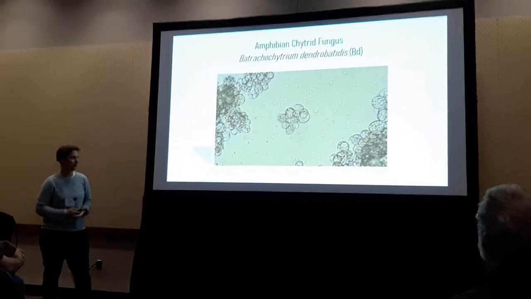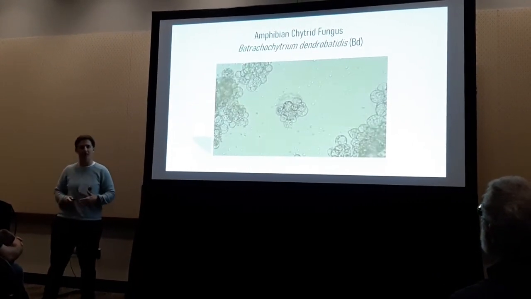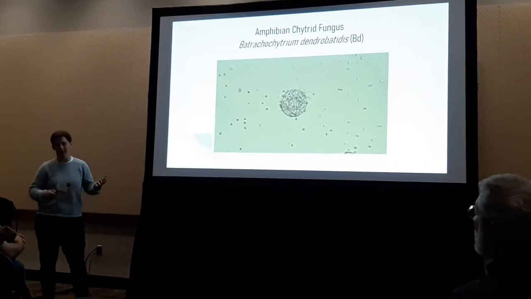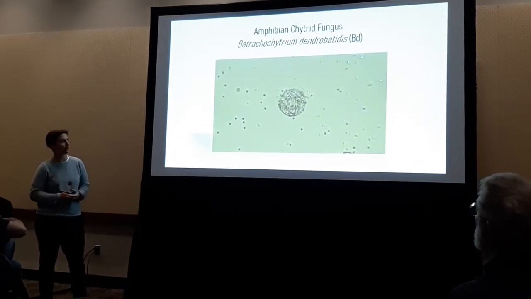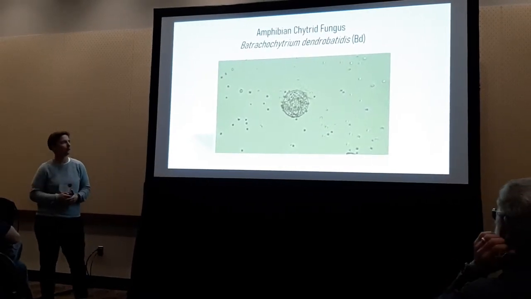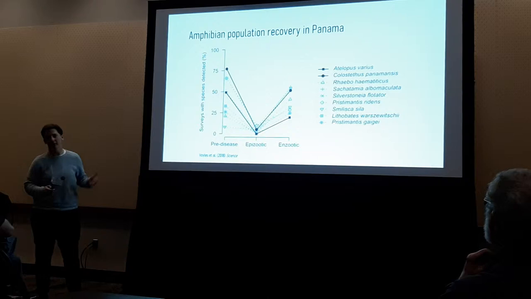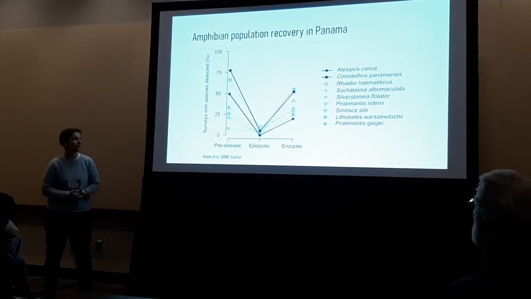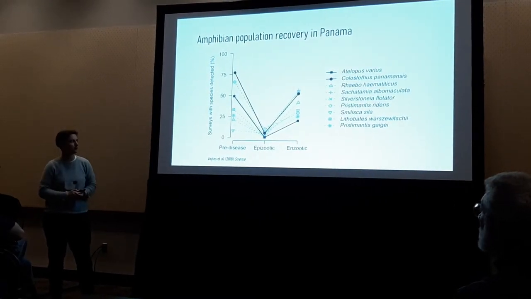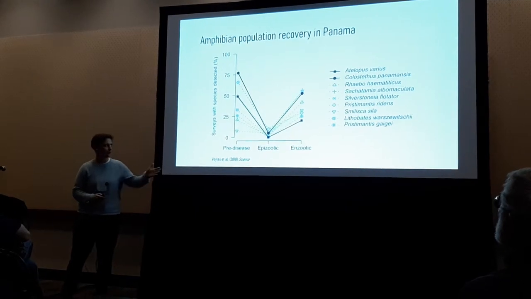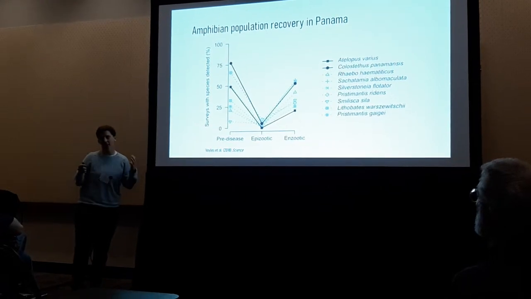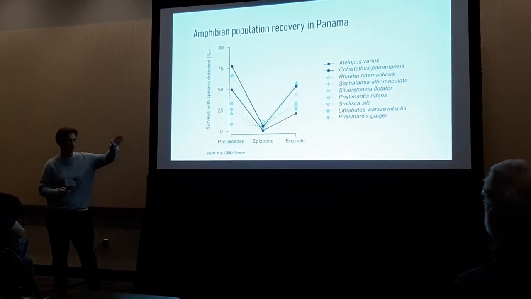So this is what BD looks like under a microscope, but typically it's living on the skin of amphibians. And in susceptible species, it can rapidly cause death due to osmotic balance being thrown off. And so this caused a lot of declines in Panama, but the happy story today is that amphibians are actually recovering in this ecosystem. So this is data that we published last year looking at how many of these different species we were finding in our surveys before the disease, during the disease outbreak, the epizootic, and then post-outbreak in the last 5 or 6 years, while the disease is in this enzootic state.